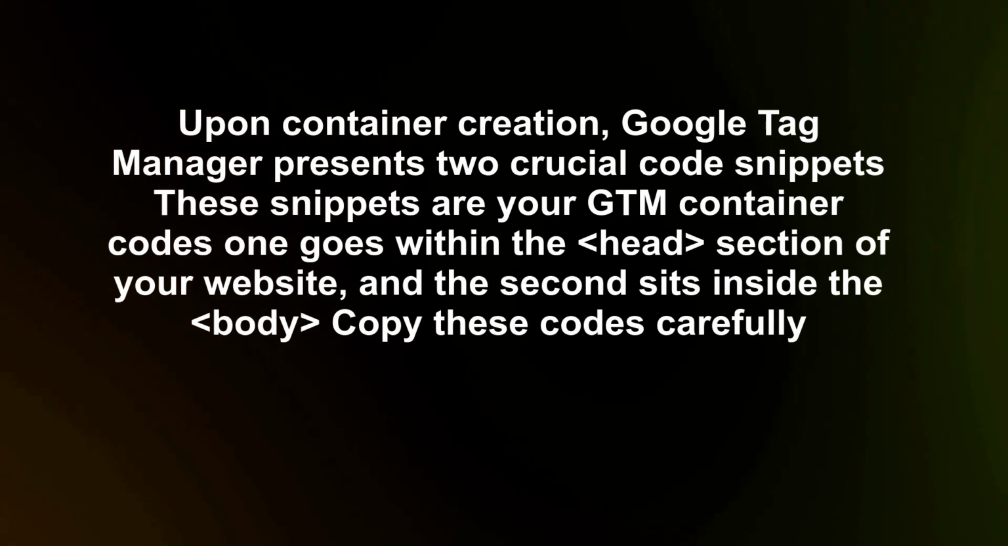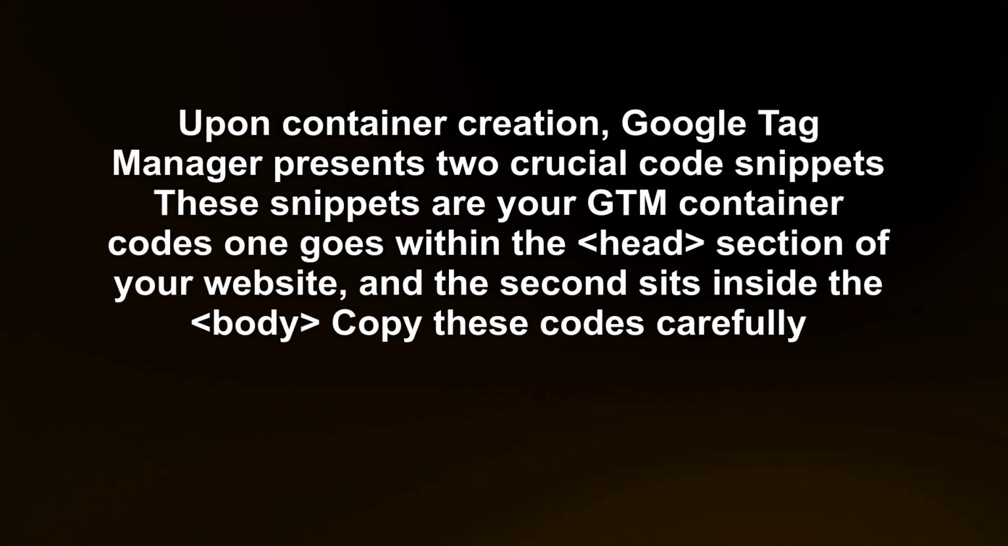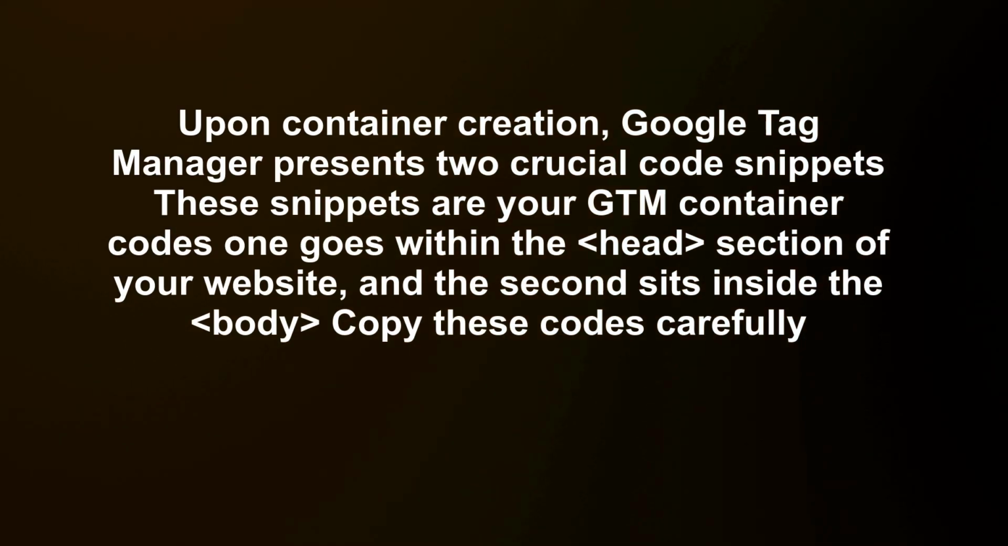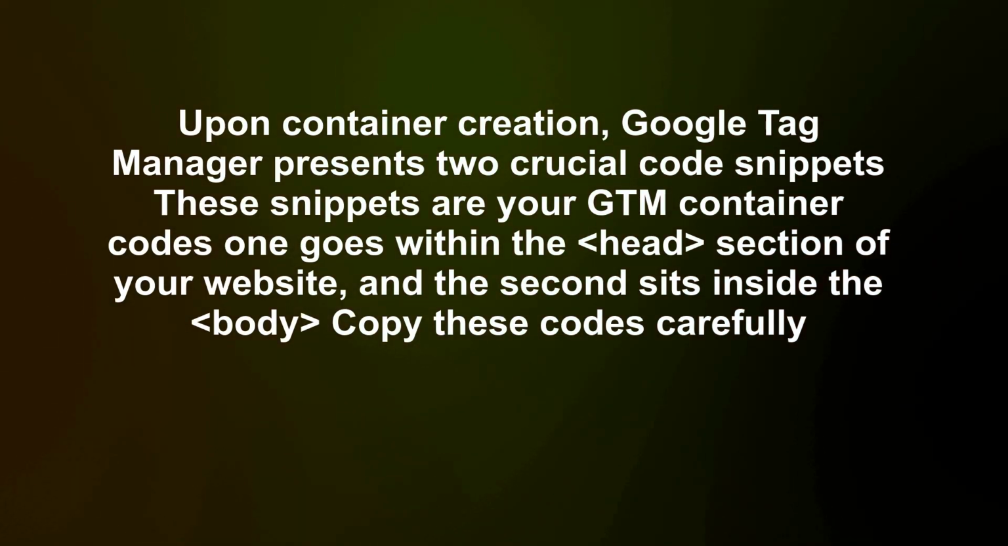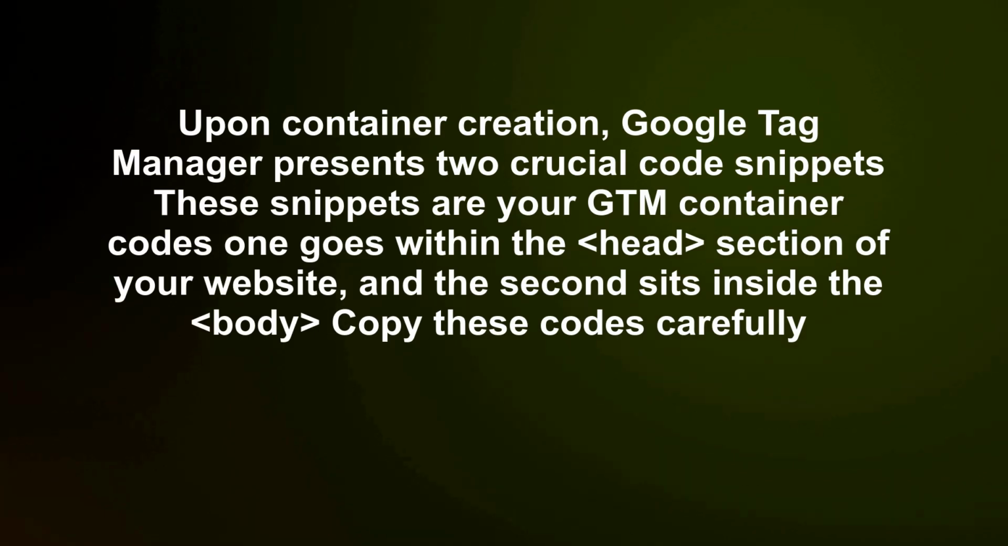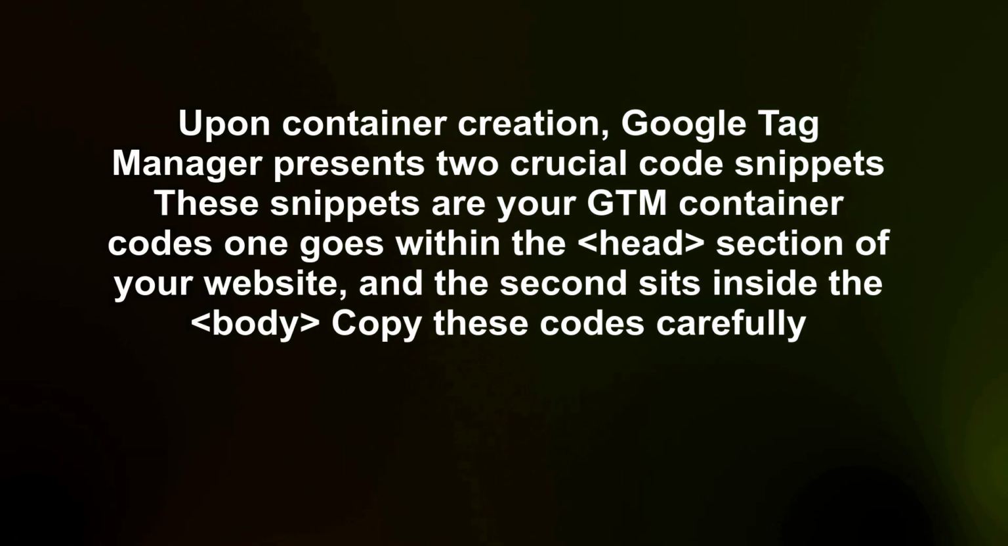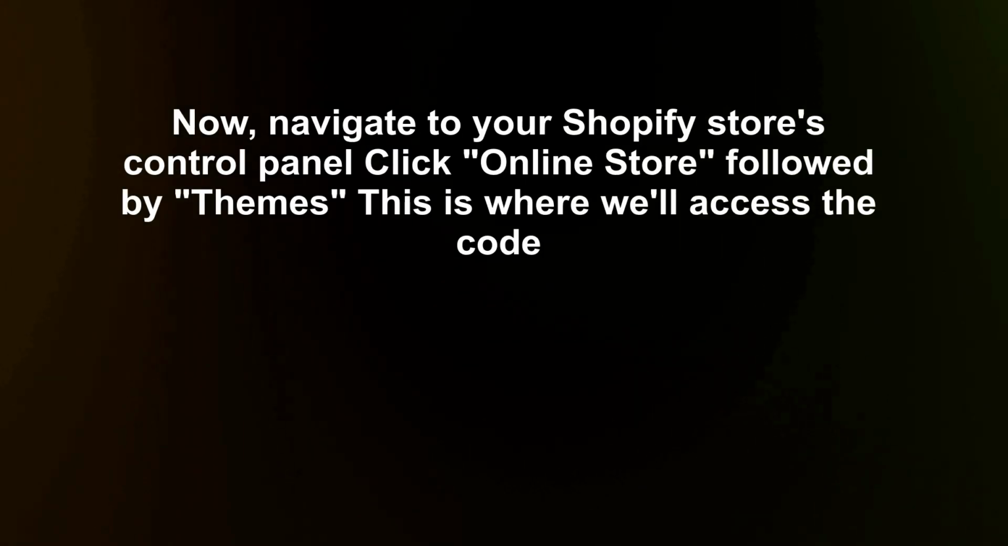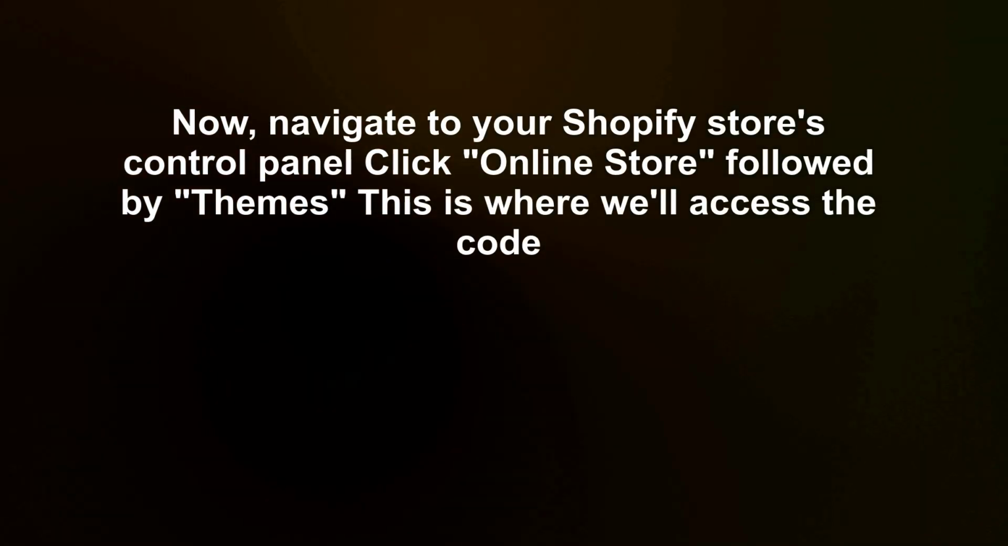Upon container creation, Google Tag Manager presents two crucial code snippets. These snippets are your GTM container codes. One goes within the head section of your website, and the second sits inside the body. Copy these codes carefully. Now, navigate to your Shopify store's control panel.